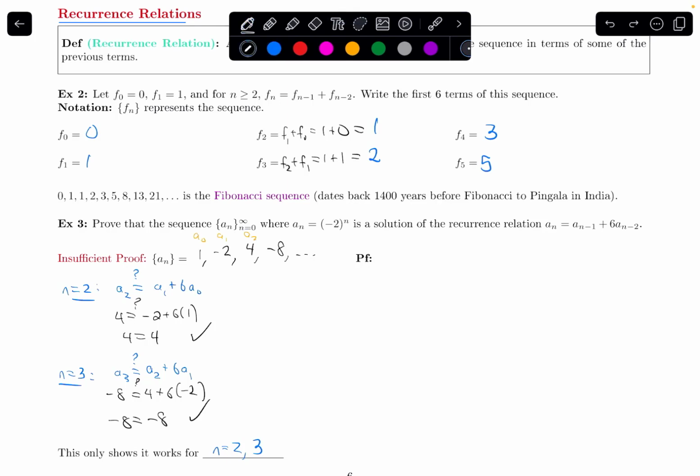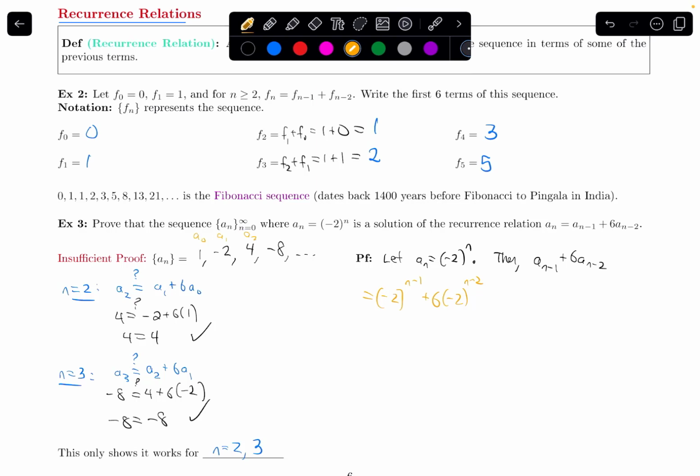What I'm going to do is let a(n) be the formula that's given, (-2) to the n. To show that that's the solution to this recurrence relation, I need to be able to plug it into this equation and show that both sides end up equaling each other. So I'm going to plug into the right side first. My a(n-1) plus 6a(n-2) ends up equaling, if I plug in n-1 for the n, (-2) to the n-1 power, plus 6 times, if I plug n-2 in, (-2) to the n-2.